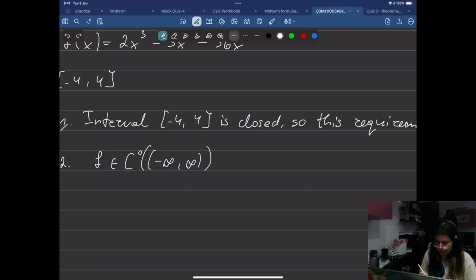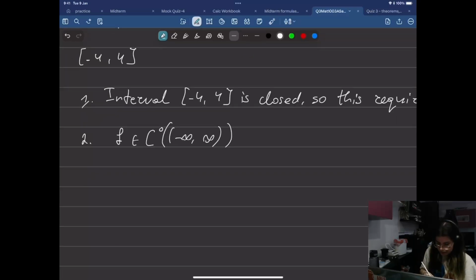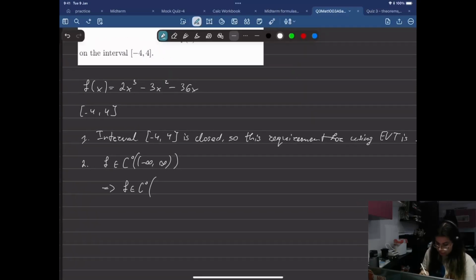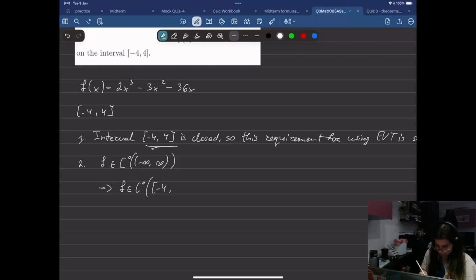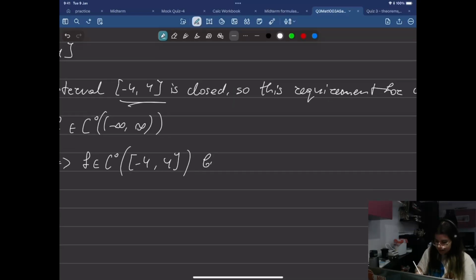If you're wondering why I have two sets of parentheses, that's because in some cases, your domain might be a union of something, right? So that's why we have an outer set of parentheses for the entire domain, and then we might have multiple different sets of parentheses inside. But in this case, it just looks like this, minus infinity to infinity. And then you write it the following way. Therefore, f is also continuous on the interval that we're looking for, from minus 4 to 4, and you write by restriction.